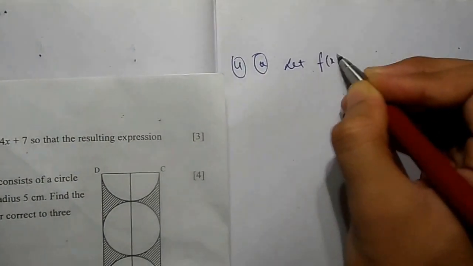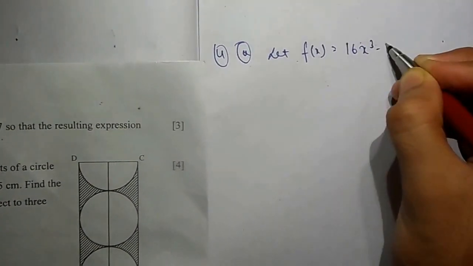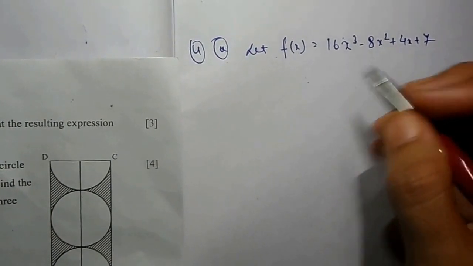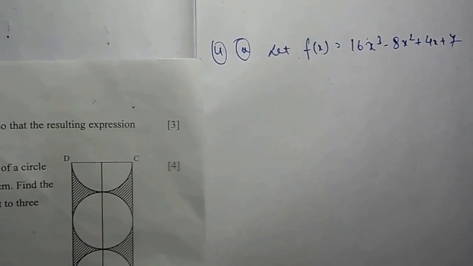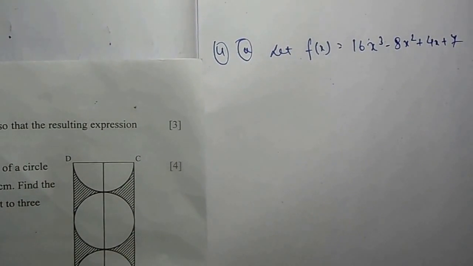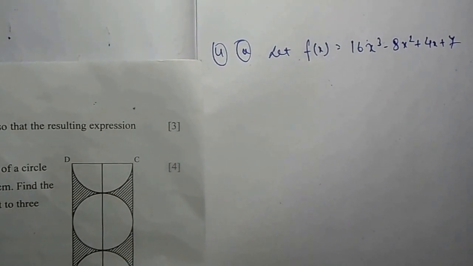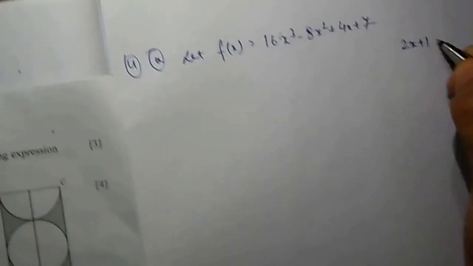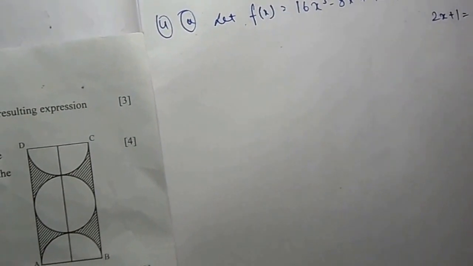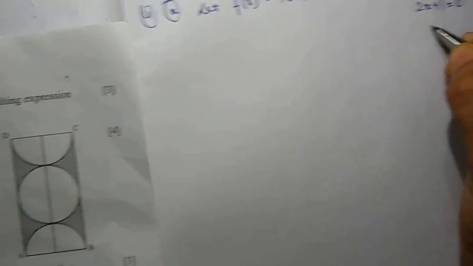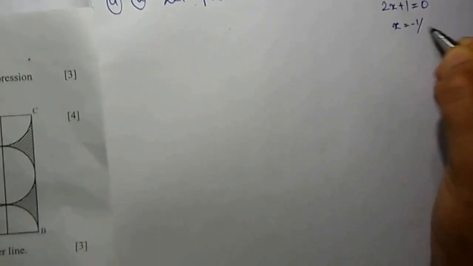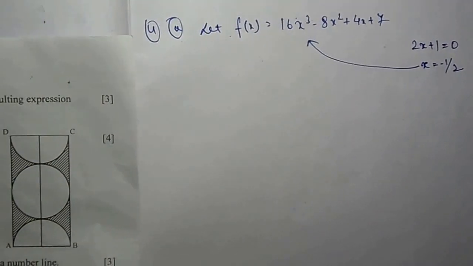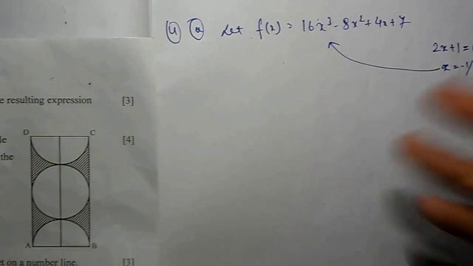Now let f(x) equal 16x cube minus 8x square plus 4x plus 7. Okay, so we have to subtract something from this so that the resulting expression has 2x plus 1 as a factor. If you have completed this chapter or have started it, you would know that this is the factor. So we will make it equal 0 and we will get a value of x that will be equal to minus half. Now we will put this value of x in this equation and check whether the remainder is 0 or we get some remainder.